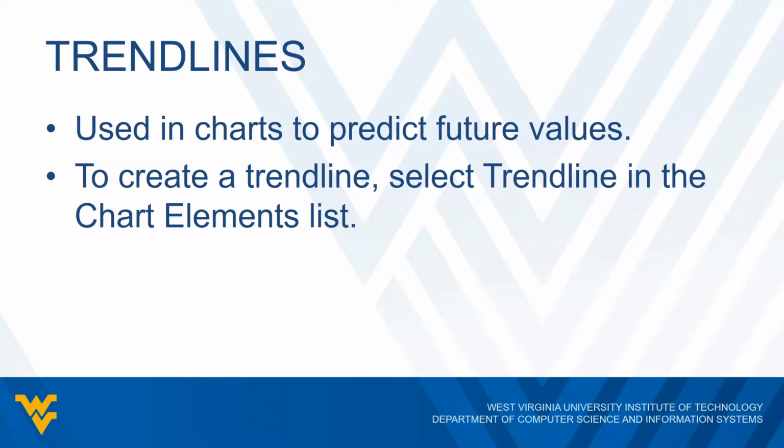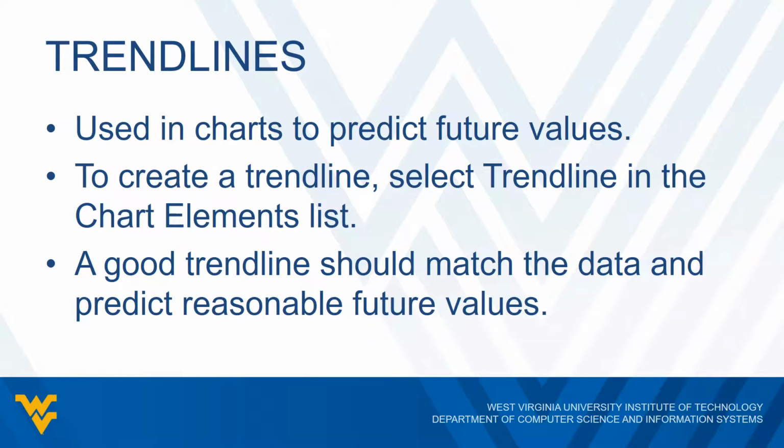So the way we would create a trend line in Excel is you would select trend line in the chart elements list, or you might select it as a feature in the format options if that's available to you. And then you have a couple of options of trend lines. You can do a linear or a polynomial or exponential, but you can pick the trend line that seems to match the data.